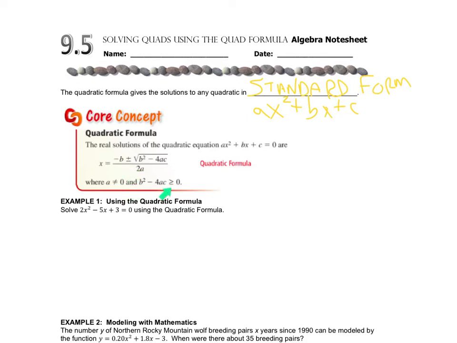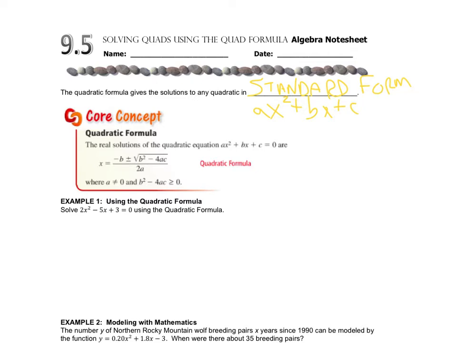The other thing you'll notice is this b squared minus 4ac, this expression right underneath the radical, has to be greater than or equal to 0. We'll talk about that a little bit further on. If you think about it, if this underneath stuff becomes negative, we can't take the square root of a negative, and that would stop us kind of dead in our tracks.